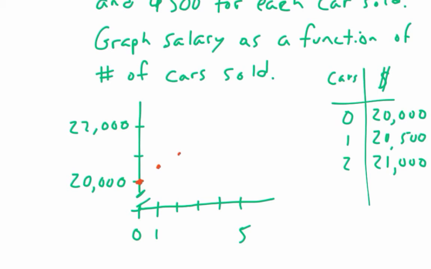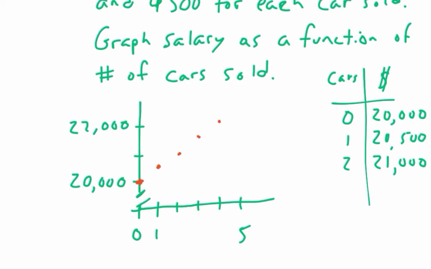So this is going to be a discrete graph. In a discrete graph, the points should be, for this case at least, in a straight line, because every time x goes up by 1, the y value should go up by 500. That's the slope. So something like that. That would be an example of a discrete graph, where they call it a limited domain.